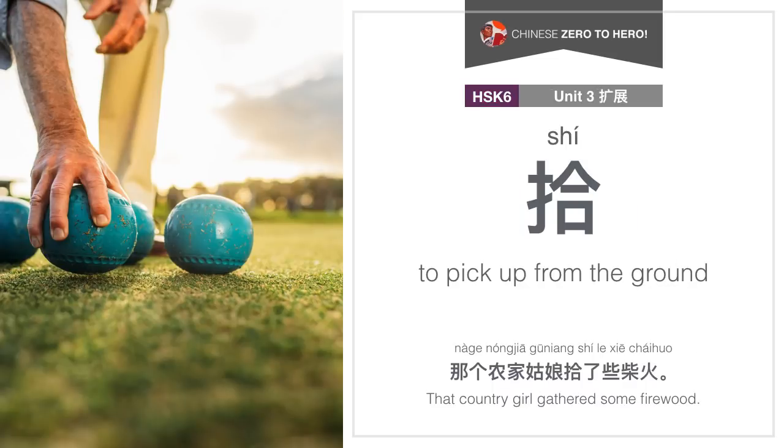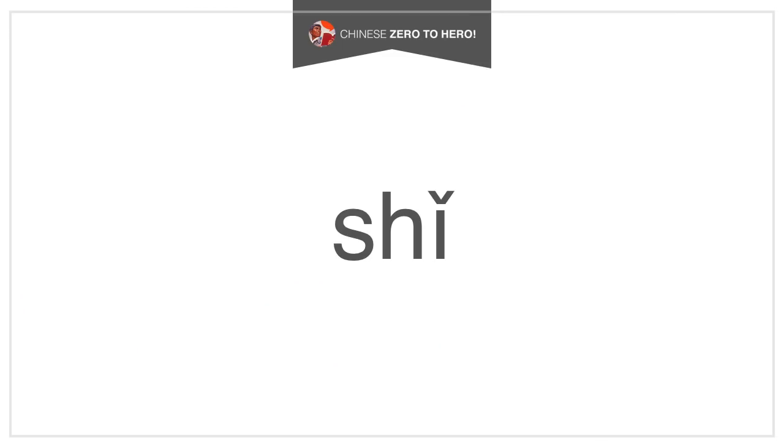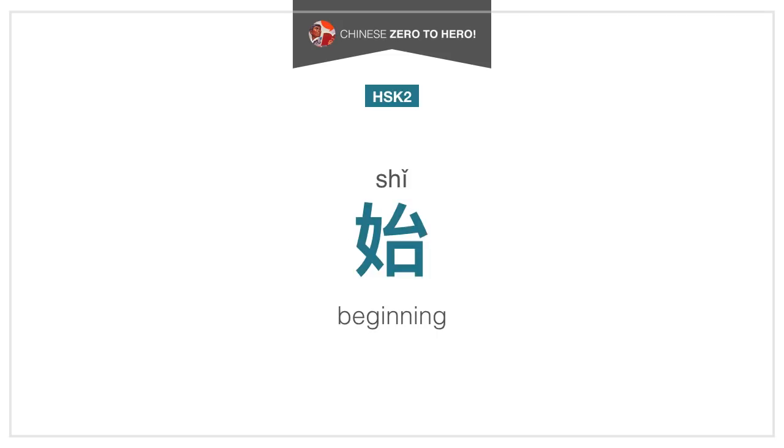And in HSK 6, we also learn how to use the character 拾 by itself, meaning to pick up from the ground. 那个农家姑娘拾了些柴火. That country girl gathered some firewood. And let's do the 使 characters. Yeah, that's right. 使, when written like this, means beginning.